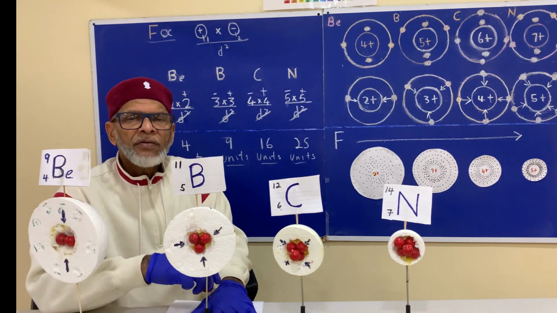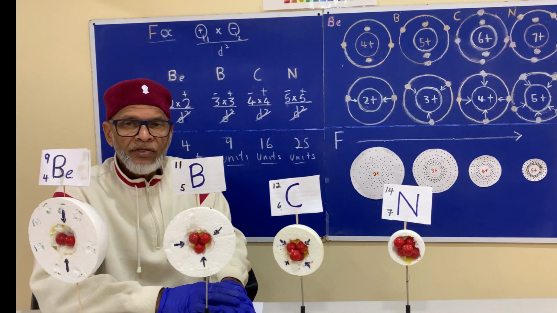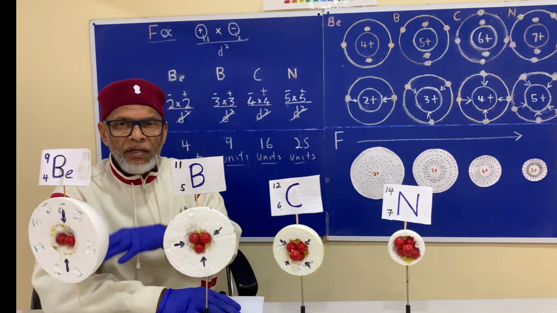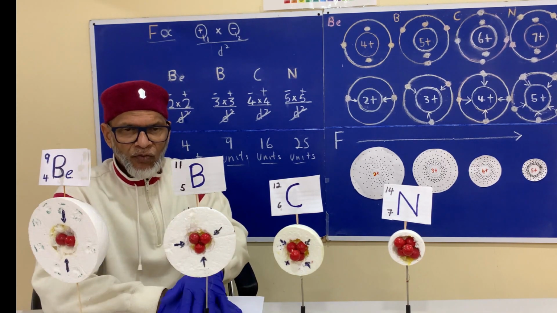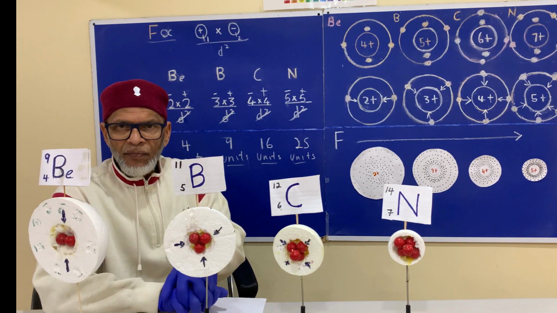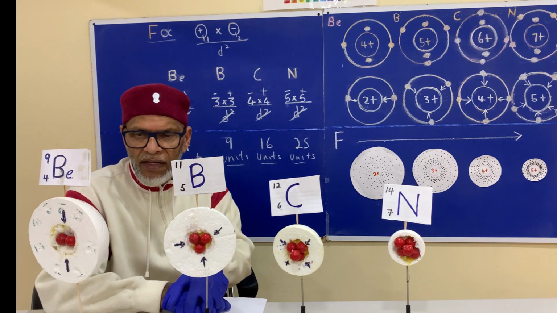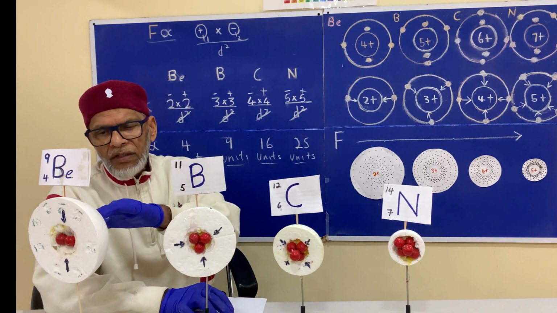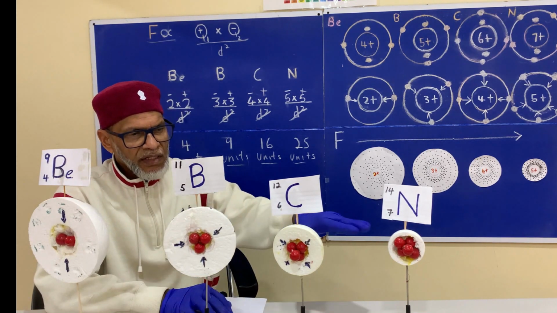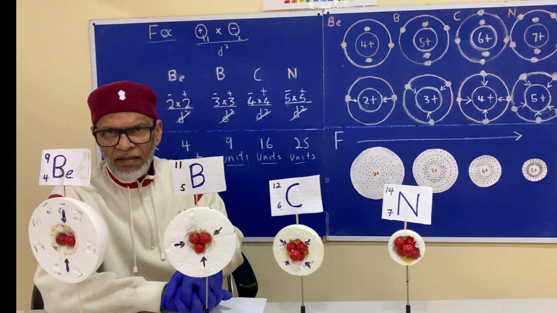I hope that all that we've done today was able to make you understand how the atomic radii of atoms change as you move from left to right of a period in the periodic table of elements, and also how the densities of these atoms change, and their ionization energy.